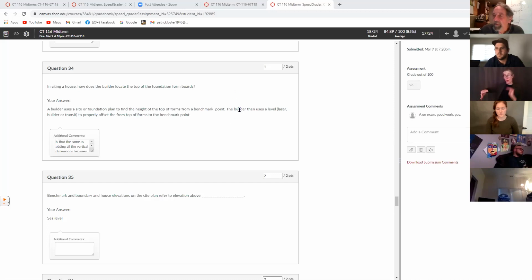So you work off the site plan, you work off the elevation of the house and the benchmark, and adding up all that intervening material. If that doesn't make sense, I'm not going to be able to make sense of it without going through a lot of pictures and stuff, and I don't want to do that tonight.